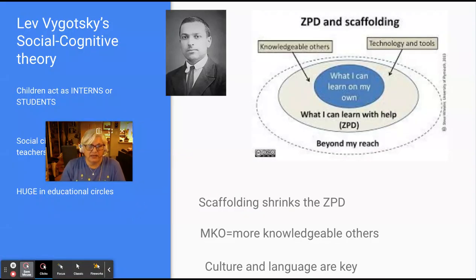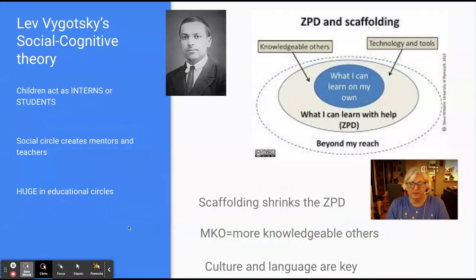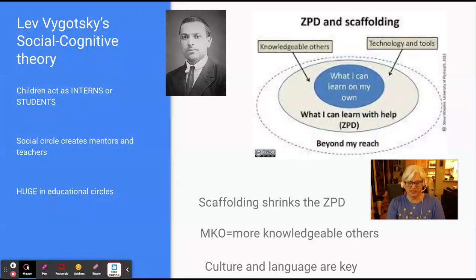Last thing we're going to talk about is Lev Vygotsky. He's one of my favorites. He's really big in the educational field, and I think you'll see why in just a sec. In this case, children act as students or as interns, kind of like they're learning the process with mentors, right? So their social and cultural environment are basically their teachers.